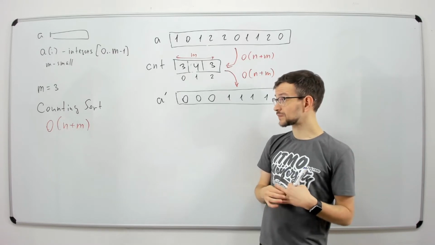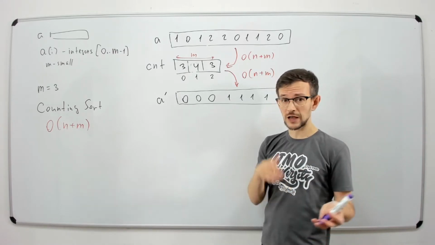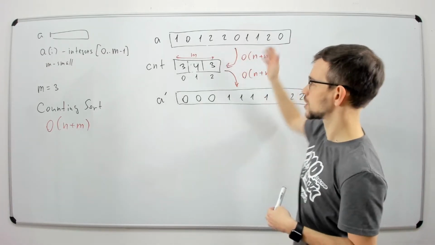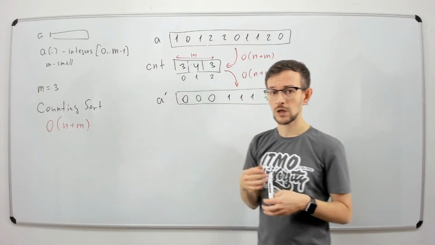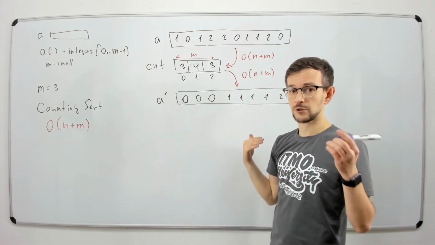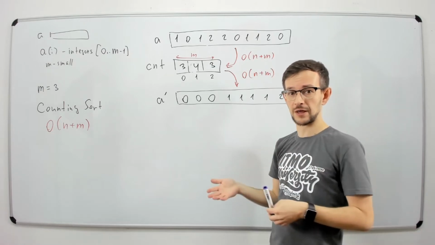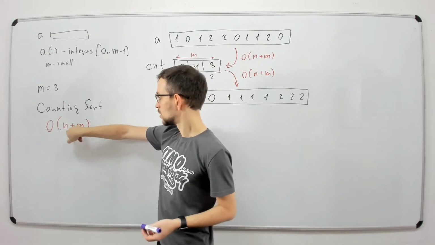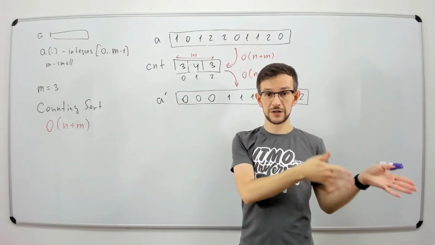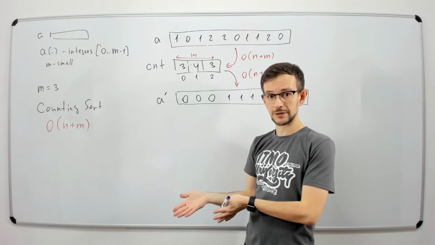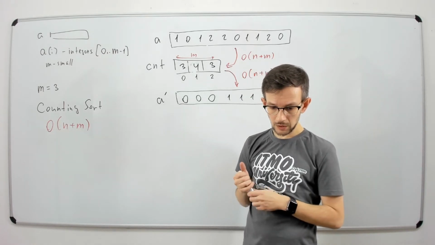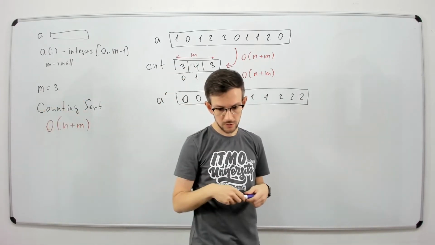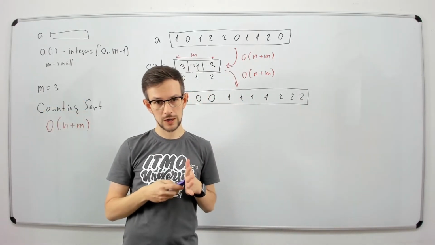Usually, when you use counting sort, n and m are equal, so it doesn't matter. So usually you have n elements, and each element is from 0 to n minus 1. But sometimes in some strange situations, you may have different values of n and m. And it's important to keep in mind that it's n plus m. So it's linear in both the size of the array and the number of different elements. In practice, usually m equals n.